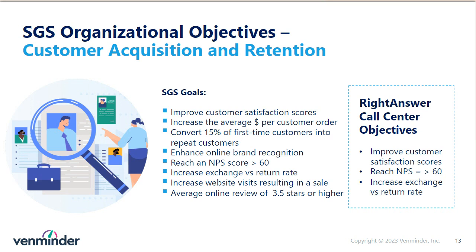We want to reach an NPS above 60, and we want to increase the exchange rate versus the return rate. Now, those are all great objectives to cascade down to the vendor. Some of these, like an online review average of 3.5 stars or higher, that's really not going to work. So you really need to think about what is appropriate for the vendor and how you're going to cascade that. Now, while you think about that, think about one of your vendors. Specifically, which organizational goals or objectives are they helping you meet, and how would that be translated into their performance?